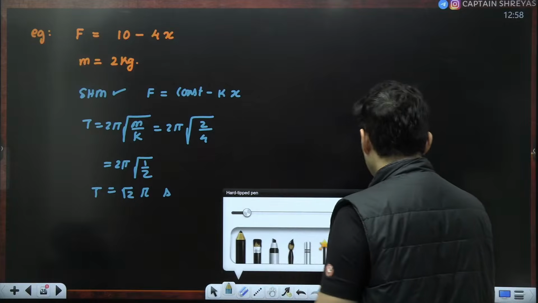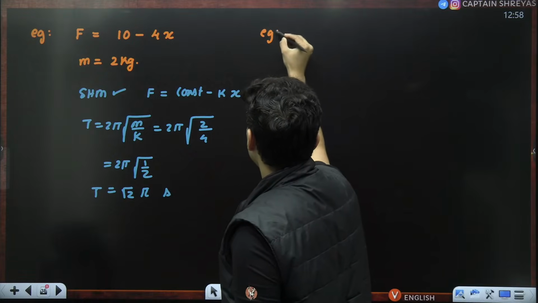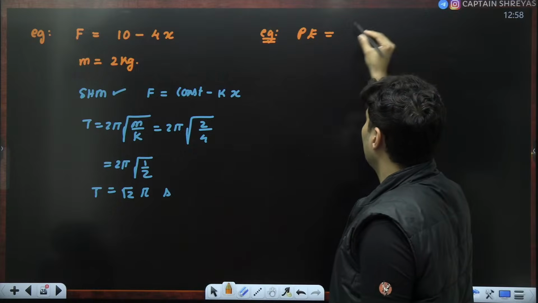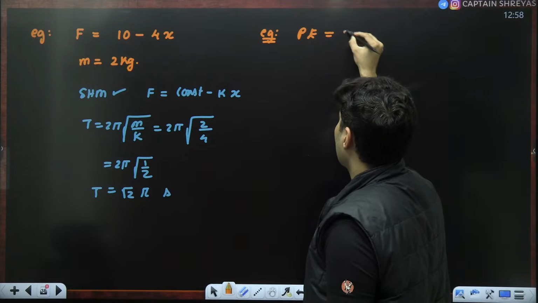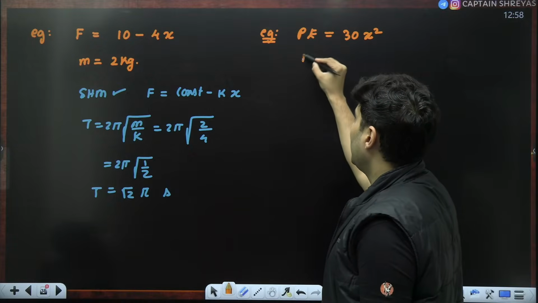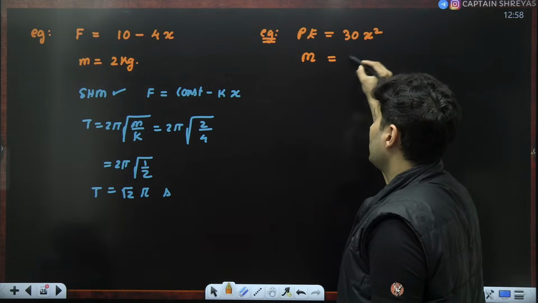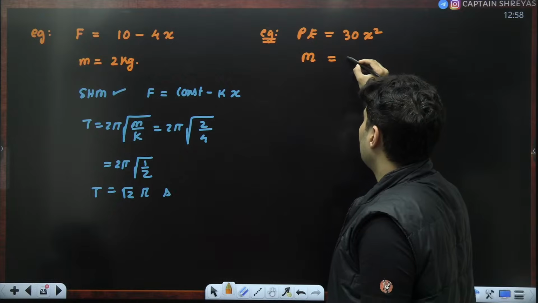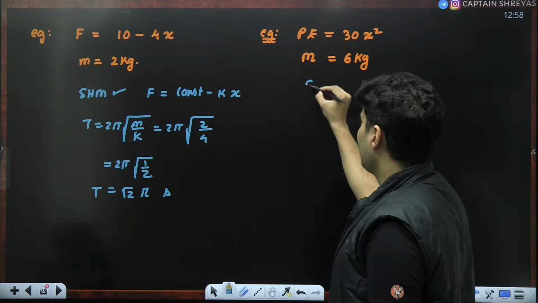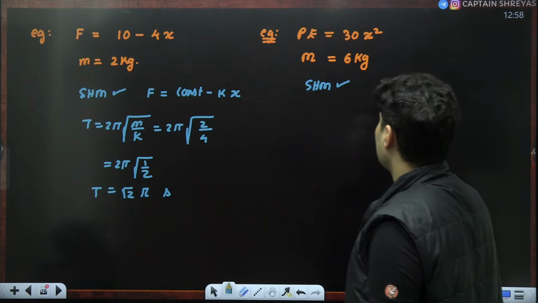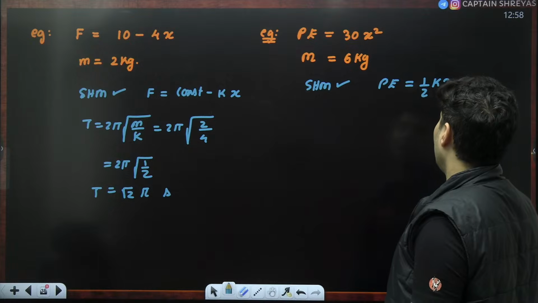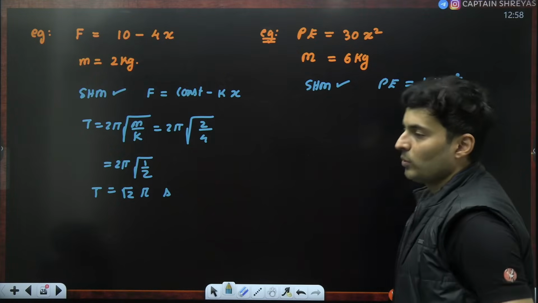Sometimes again you might be given that, hey, listen, the potential energy of the particle executing SHM is, let's say, 30x square, and the mass of the particle is, let's say, maybe 6 kg or something. It is definitely a SHM because you can see potential energy is of the form half k into x square. You can see x square over here.